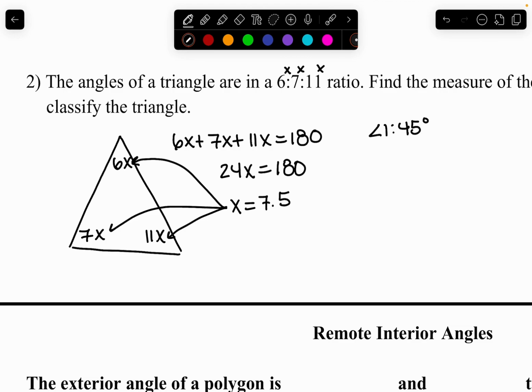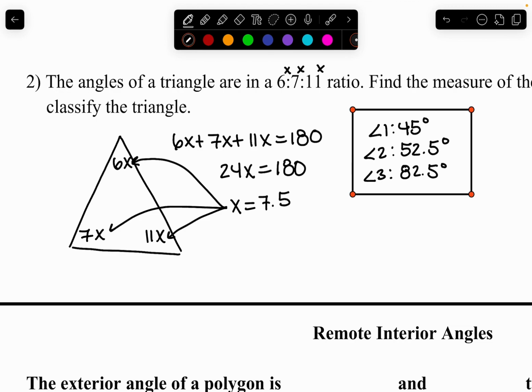And then I'm going to do 7 times 7.5, and that is going to be 52.5 degrees. And you can have decimals as angles. That's okay. 11 times 7.5 gets me 82.5. And again, if you're unsure, I would definitely go ahead and try to add those three angles together to make sure that they add up to 180.